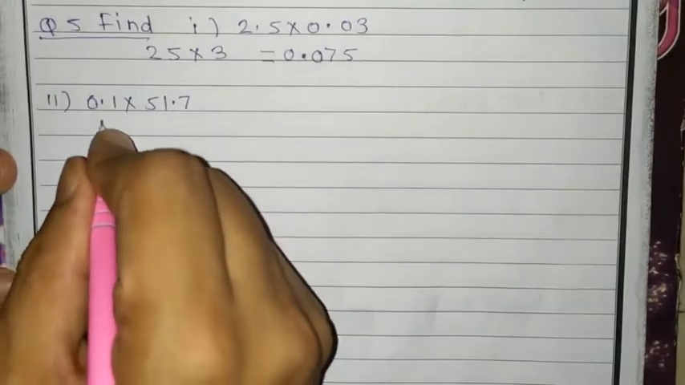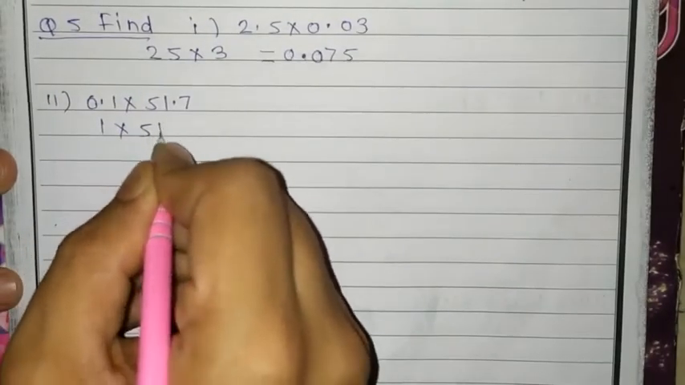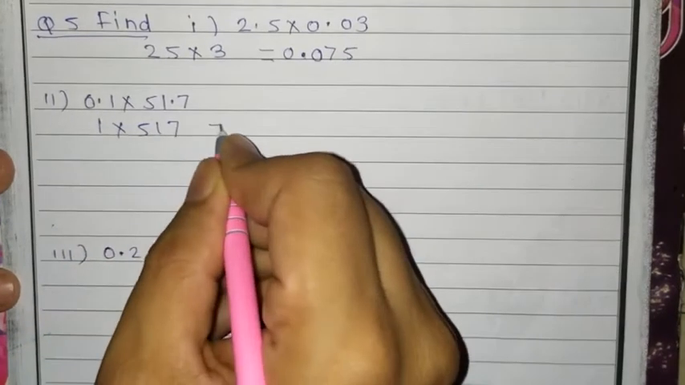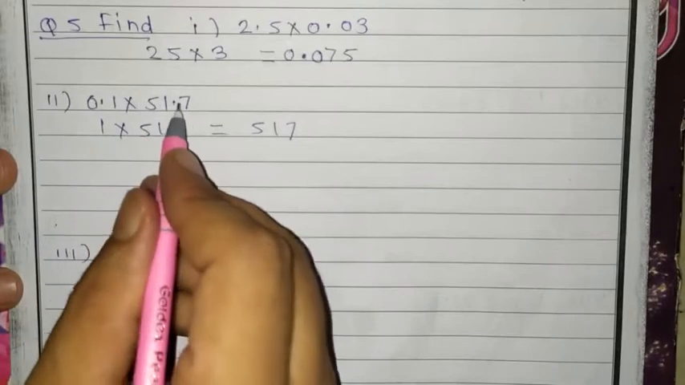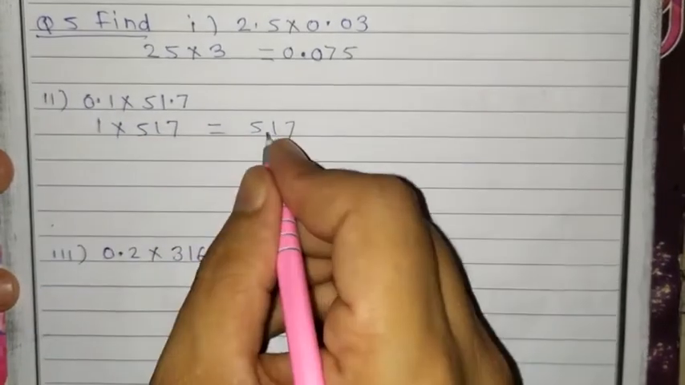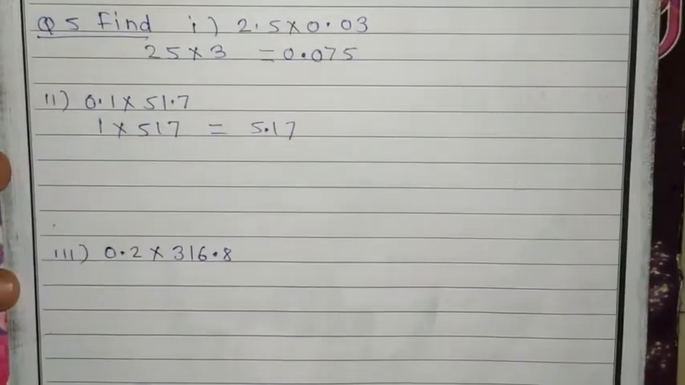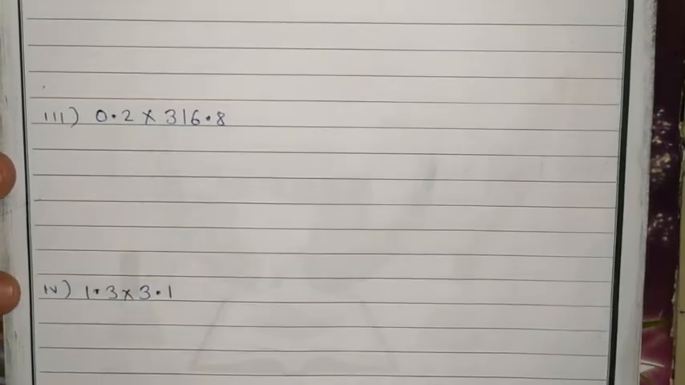Second one. So you write 1 into 517. So it is 517. After the point from the right hand side 1, 2 numbers. So it is 5.17. Third one we will solve.